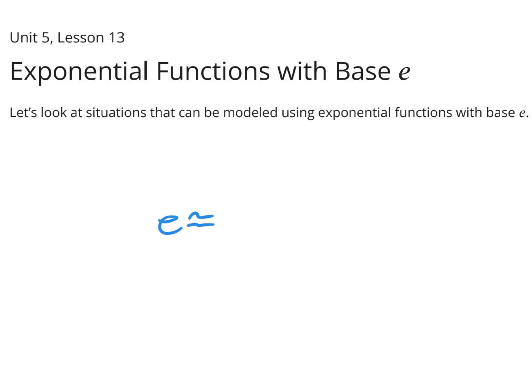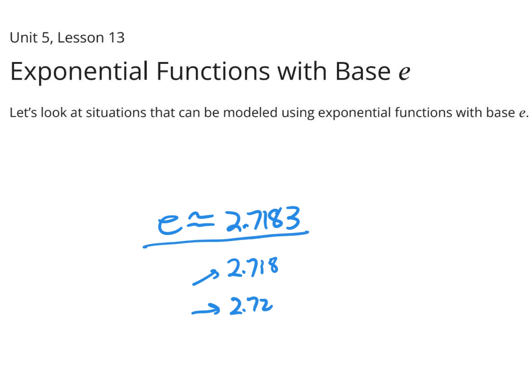it's approximately 2.7183 if we round to 4 decimal places. If you round to 3, it's 2.718. If you round to 2, it's 2.72. But you're not going to use that. That is not that accurate. This is a little bit more accurate, but the top one is usually best. This is probably the most common.